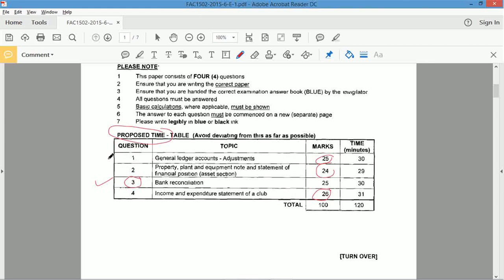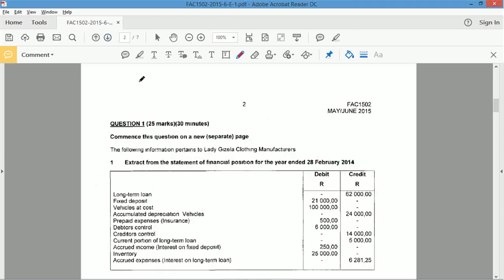So I'm just going to start with question 1 and go through the rest, and then I'll look at 2, and then I'll look at 4. Question 1 is looking at general ledger. That shouldn't be too bad because that's applying your debits and credits to the different T accounts. So let's have a look at question 1.